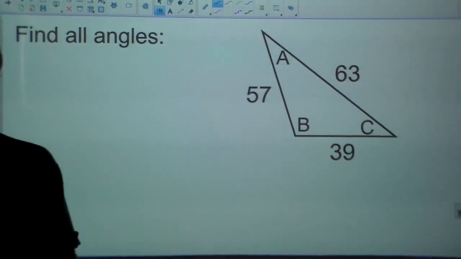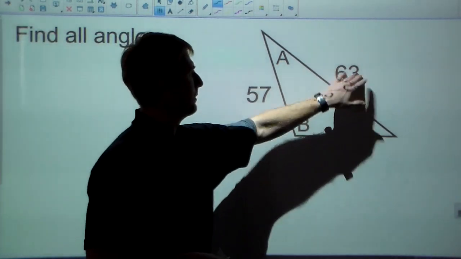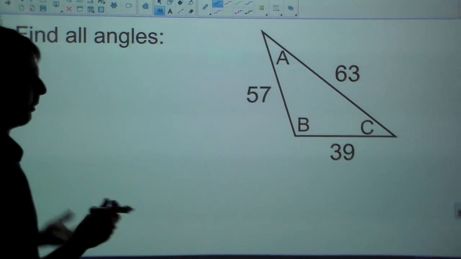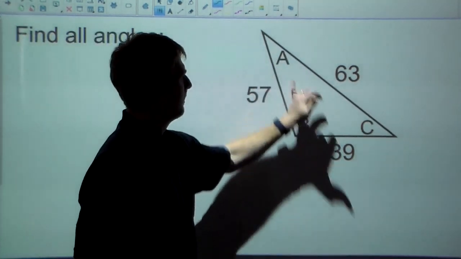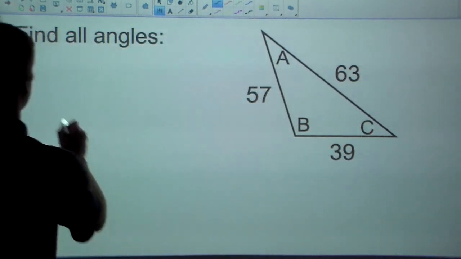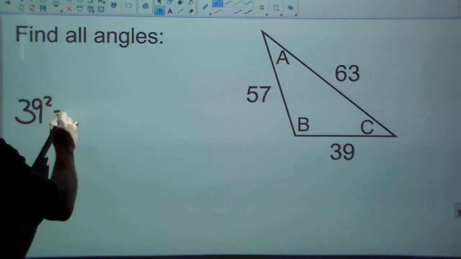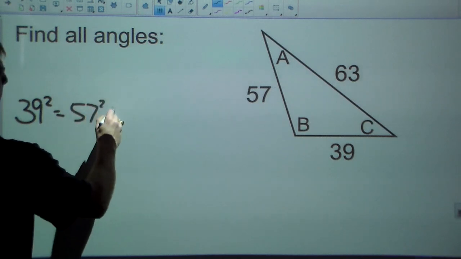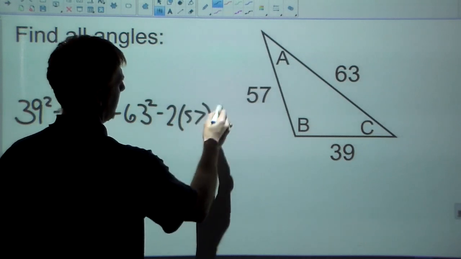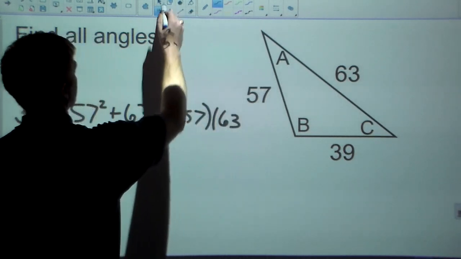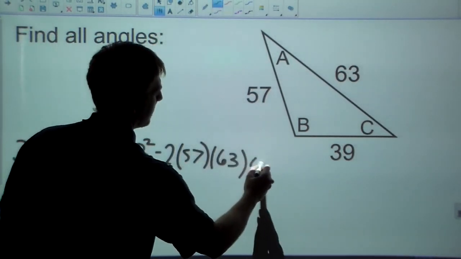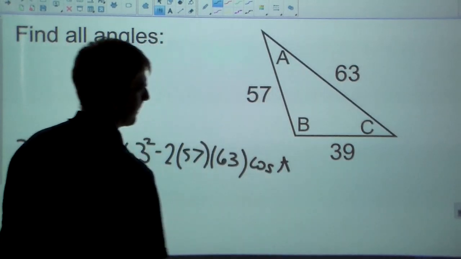Another really common use of this is going to be when you have all the sides, but you don't know any of the angles yet. So we got to start somewhere. Might as well start with A. Now I'm going to look for angle A, and the side across from it is 39. So that's the one that's going to be by itself, 39 squared. And that's going to equal the other two things squared and added together, minus 2 times those two things, and I'm going to scoot this whole thing down just a little bit, give myself a little more room, times the cosine of A, which I don't know yet.